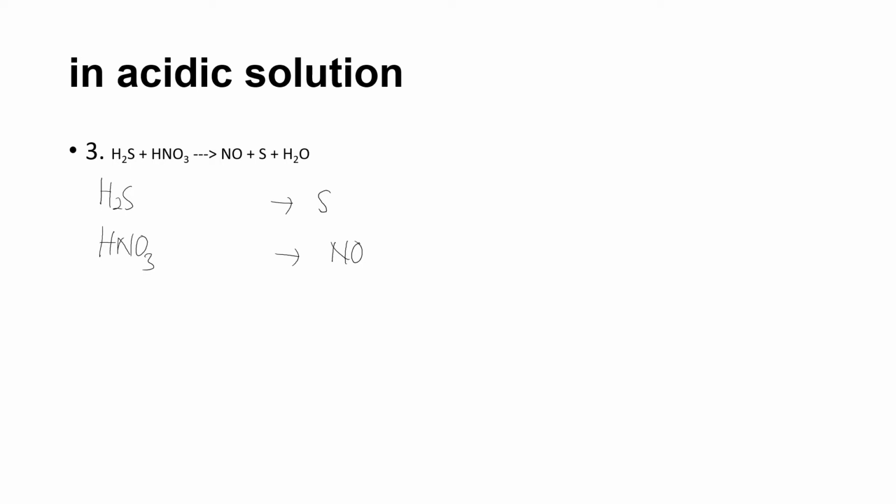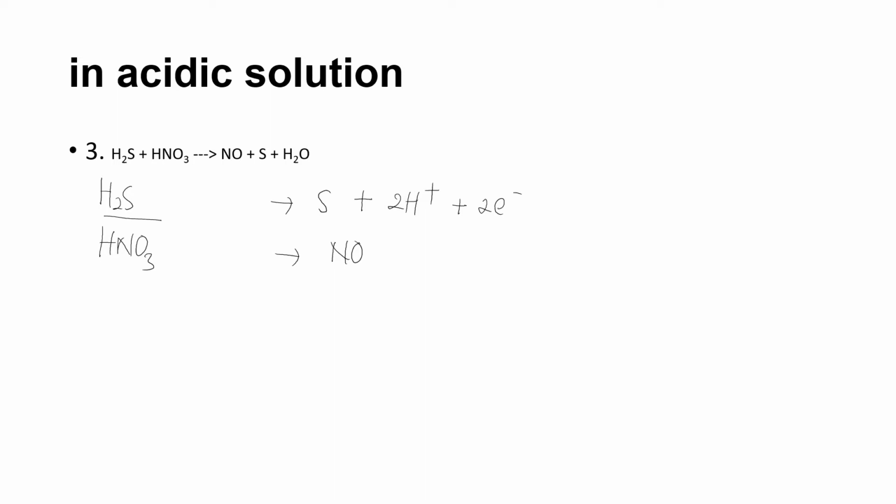Here there is no oxygen, so we don't need to add H2O. We just add 2H plus here. And then on the left hand side there is no charge. On the right hand side 2 plus, then we need to add 2e minus to become neutral.